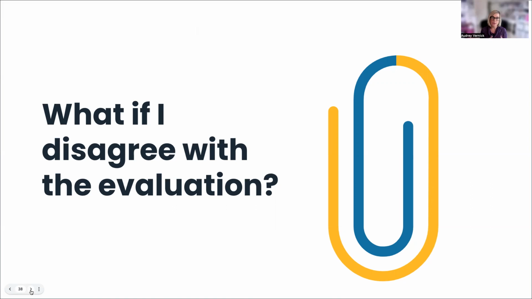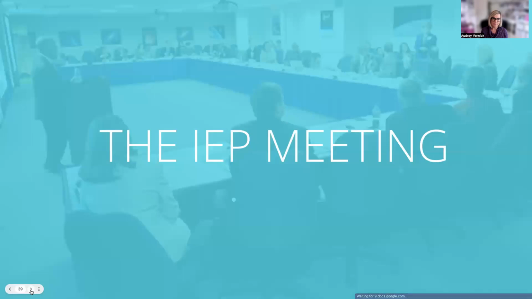push back. So if you do decide to request an independent educational evaluation, I suggest that you call a local advocacy agency and a special education advocate or a special education attorney, just to run it by them first before you submit that request. And that's where you can get your functional vocational evaluation.